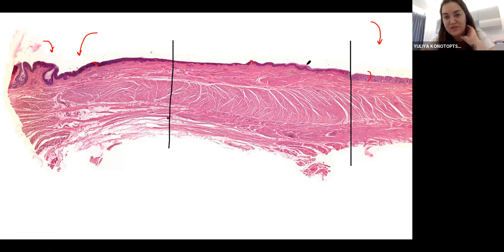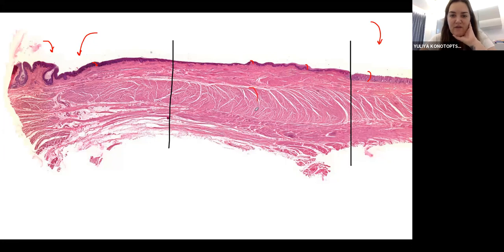So here it is stratified squamous non-keratinized, because you can see that there is no dark layer on the top, right? There is no keratin. And then suddenly you can see that it becomes darker. Okay, so it's already transitioned, it's already becoming stratified squamous keratinized epithelium.